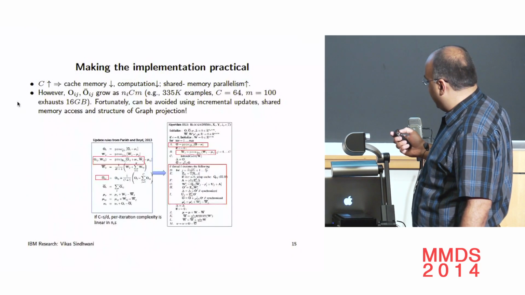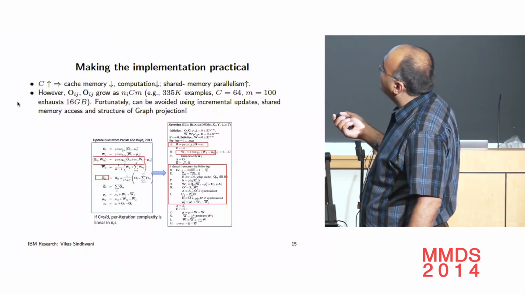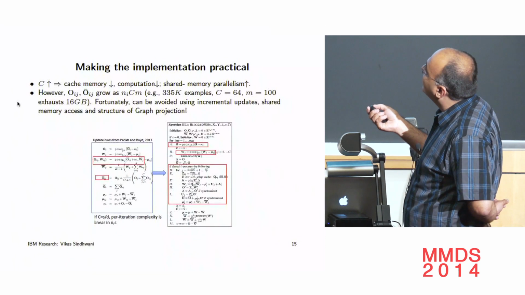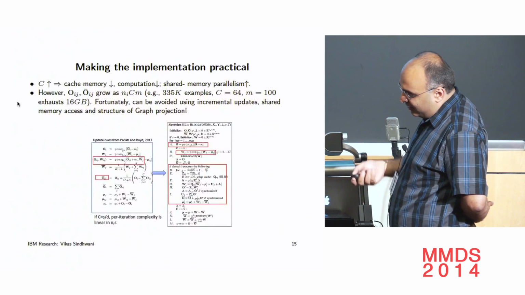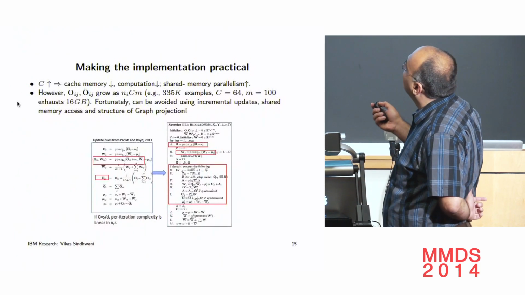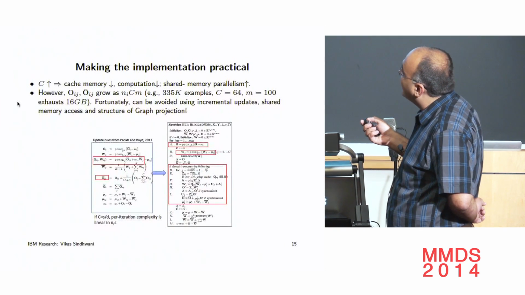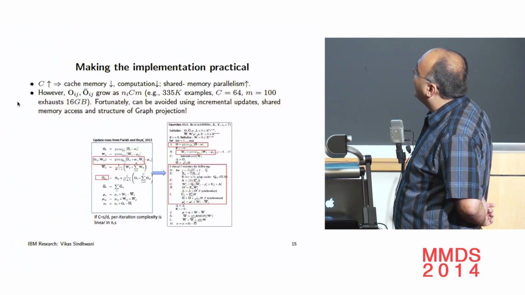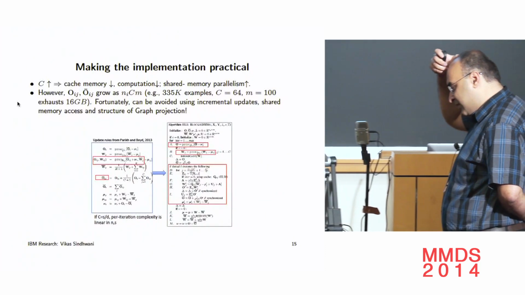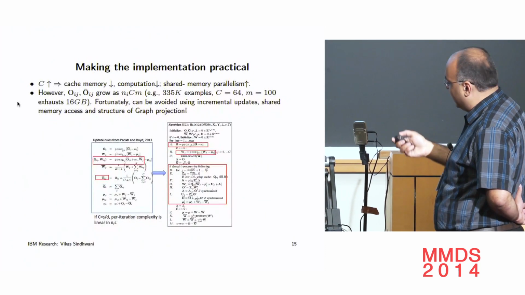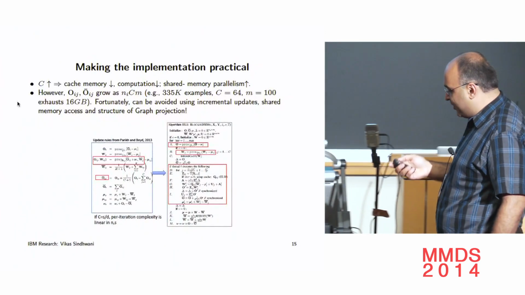And in some sense, this is borrowing from the formulation of Parikh and Boyd, but to actually make this practical, you want to increase the row partitioning and the column partitioning, because that reduces the cache memory, it reduces the computation, so each computation becomes faster, and it increases shared memory parallelism. But when you increase this column partitioning, some of these variables start to explode. And that can be these consensus and dual variables, and you can avoid this through a careful reorganization of the algorithm, exploiting incremental updates, shared memory access across J, and the structure of the graph projection.